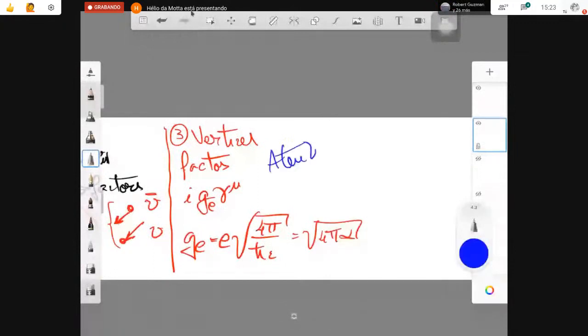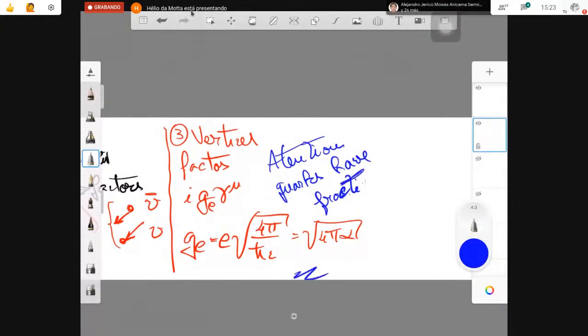Quarks have fractional charge, right? So the coupling will not be as intense as for an electron.